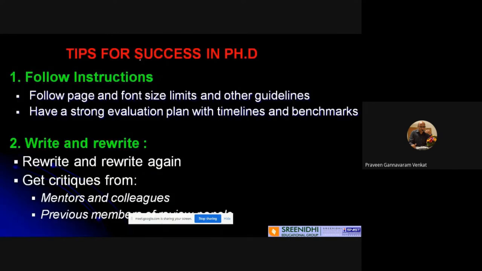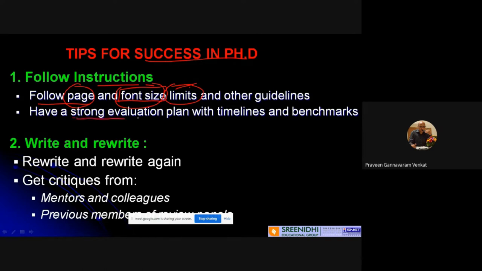So, tips for success in PhD. Follow the instructions, like the page and font size. Page and font size is also most important. Nowadays we are very careless towards the font, making uniform font and uniform size, and nobody is caring about those things. So sentence formation, all those things we have to take the utmost care of while presenting our thesis book.